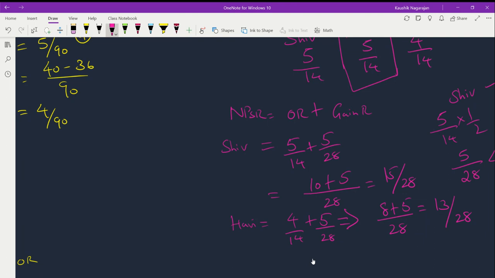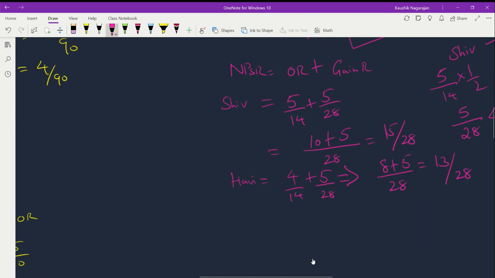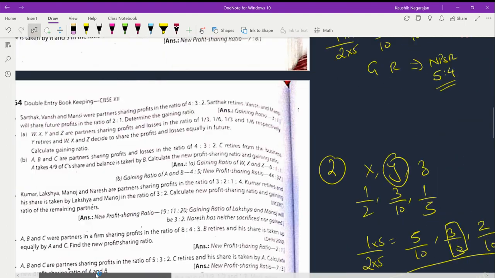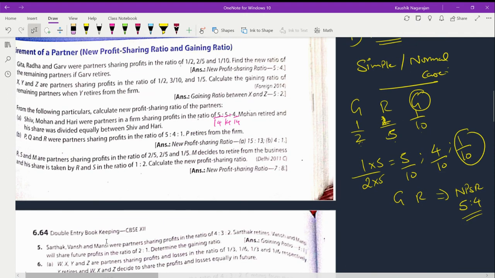Now the NPSR between Shiv and Hari has been derived. So for Shiv it is 15 and for Hari it is 13. So 15 is to 13. Just check it out, you'll get the value between these partners. In the first case, the new profit sharing ratio is 15 is to 13.